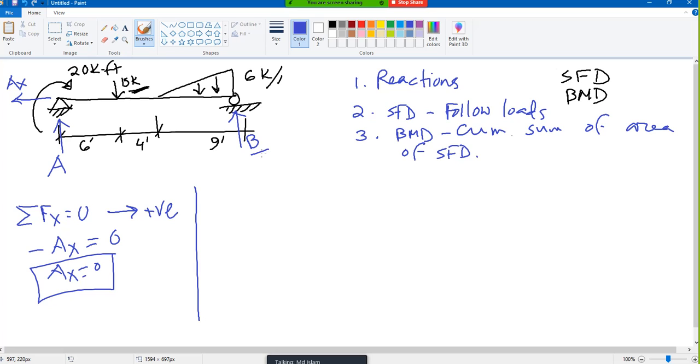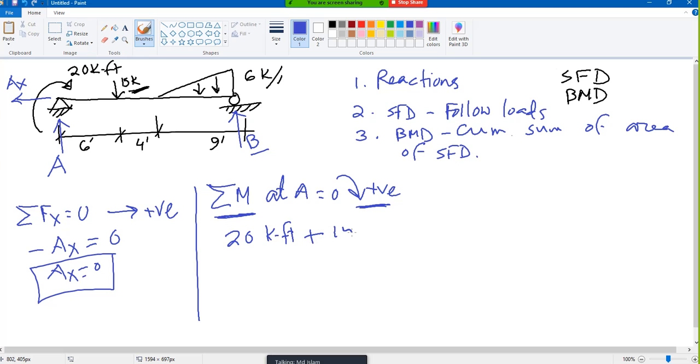Okay. So one reaction is done, then we'll determine the other reaction. Say we will find B. How to find B? We know that summation of moment at A is zero. Say clockwise moment is positive. So my first force, what I'm taking? Again, I'm taking the moment. So the first moment is 20 kip feet. And I assume clockwise positive. So 20 kip feet is a positive number. 20 kip feet, I have to count it.